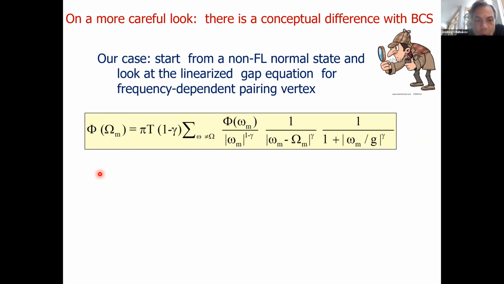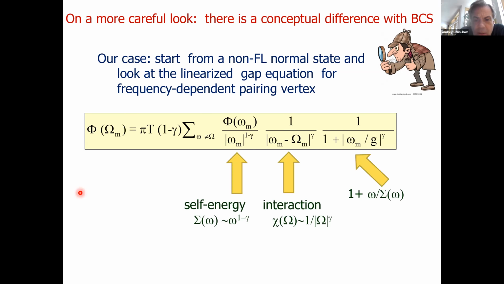So the equation looks similar to BCS. There is some coupling, actually dimensionless, and you look, there are three terms in the denominator. And let's see what these terms are. One comes from the self-energy. Remember, self-energy was omega to some fractional power, actually 1 minus gamma. In this approach, as long as gamma is larger than 0, this power is smaller than 1. So we do have a non-Fermi liquid. So this is a reflection of non-Fermi liquid.